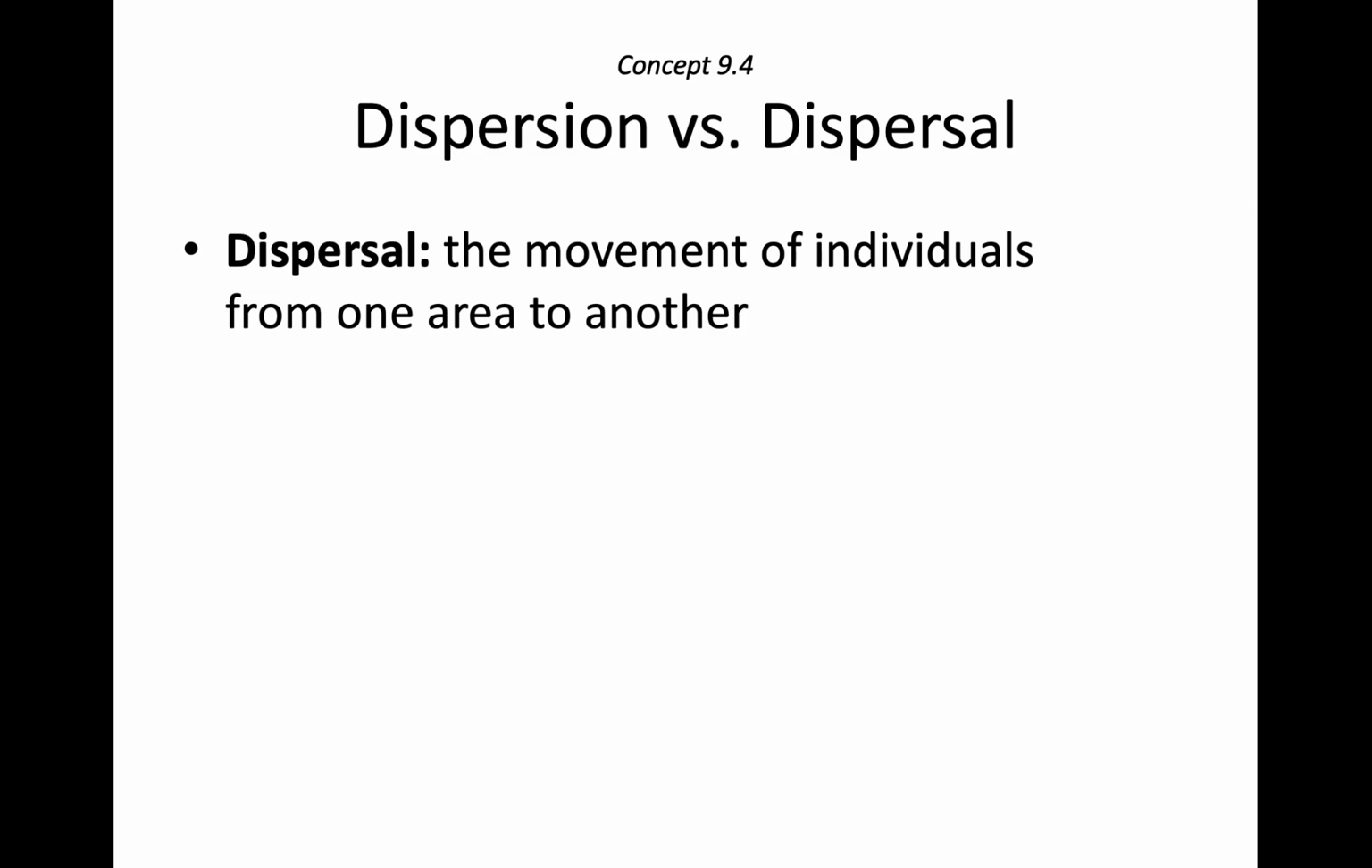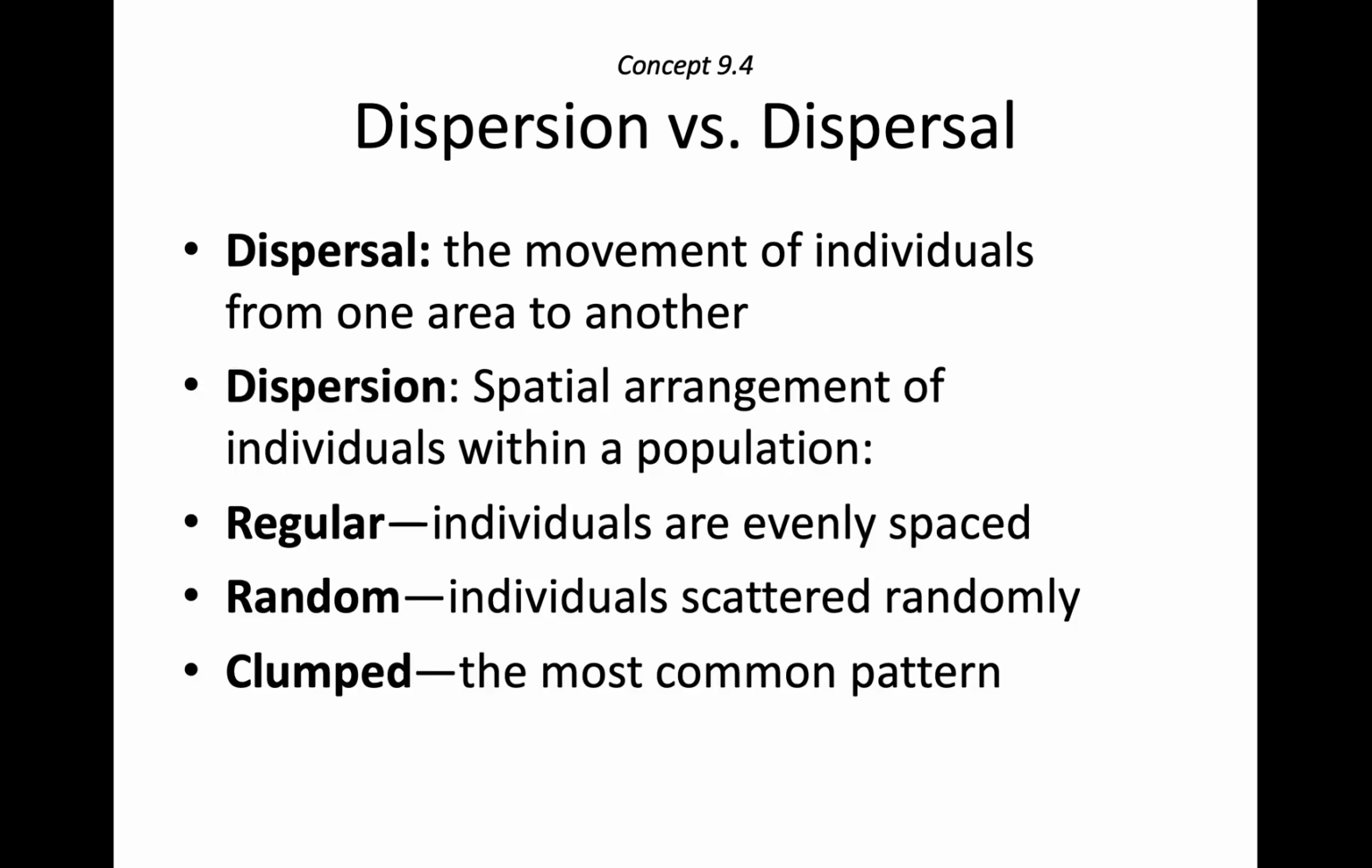So dispersal and dispersion are two different things. We've been talking about dispersal, the movement of individuals from one area to another. Dispersion is the spatial arrangement of individuals within a population, and it can be described as being a regular dispersion pattern, a random pattern, or a clumped pattern. Clumped patterns are the most common. Let's look at a picture of these three types of dispersion patterns.